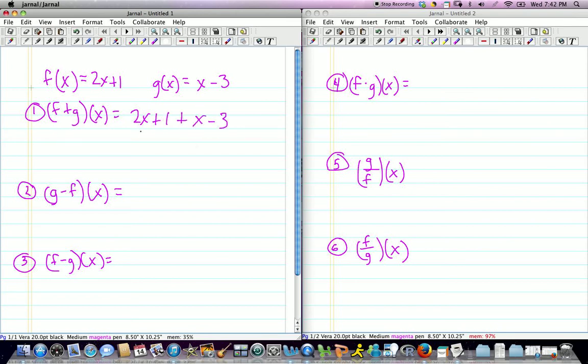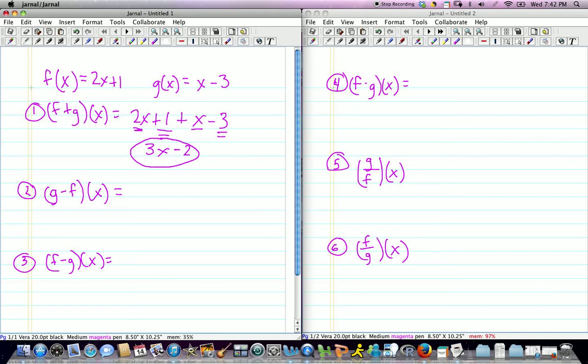I'm then just going to combine like terms. So 2x plus x gives me 3x. And then I'm going to look at plus 1 and minus 3 and get negative 2. So my final function here, my final answer is going to be 3x minus 2. So actually the notation looks really confusing, but it's actually not that hard of a problem. So we're going to continue the same thing down here with 2.